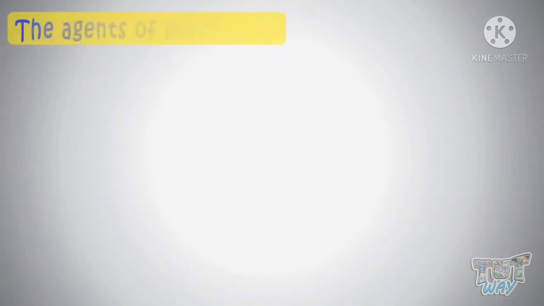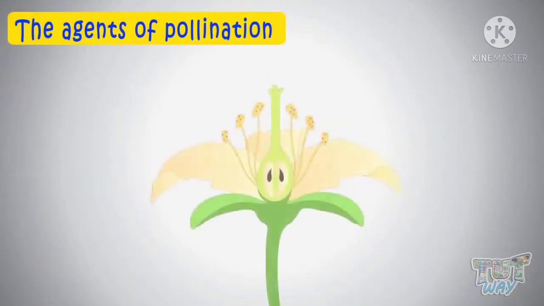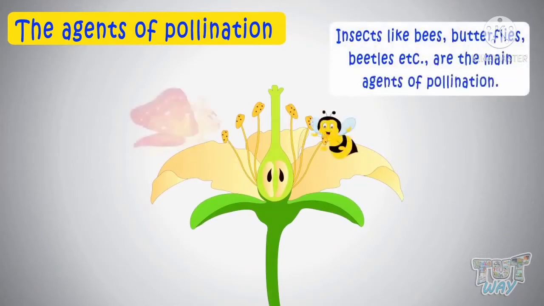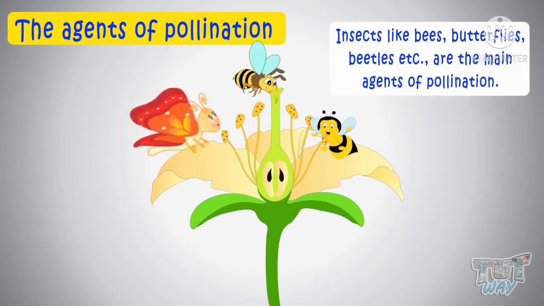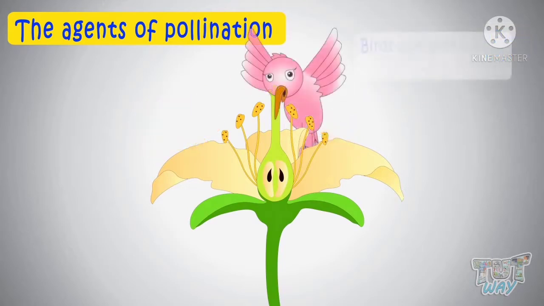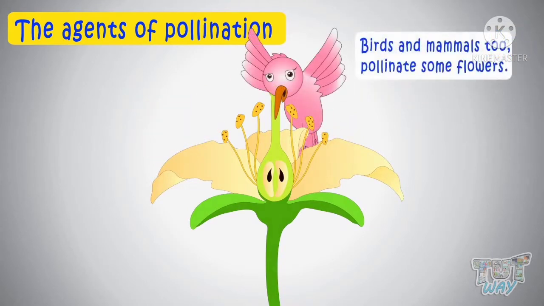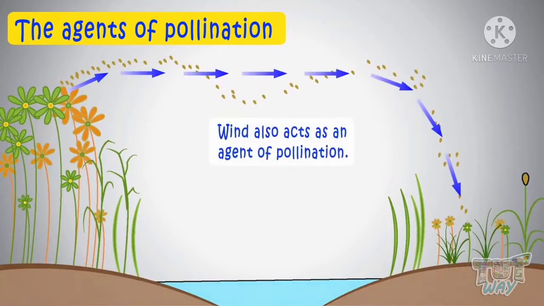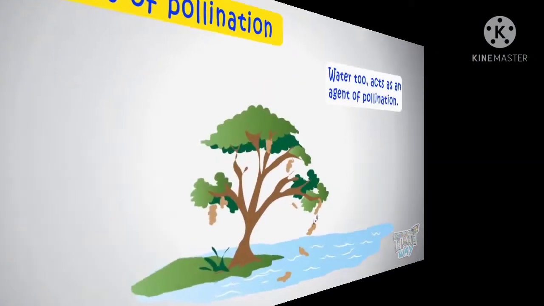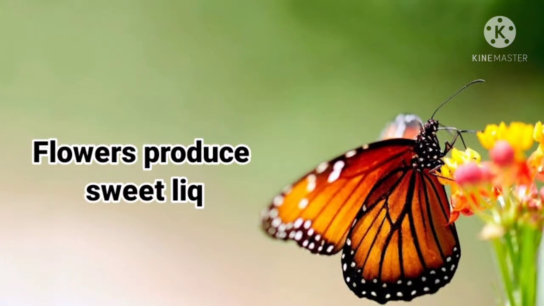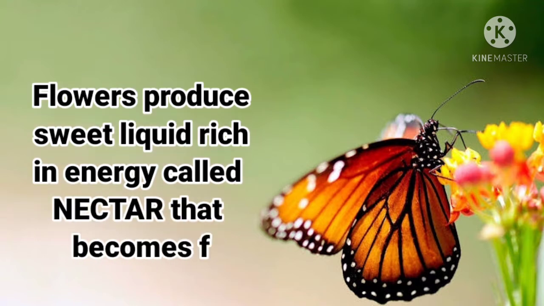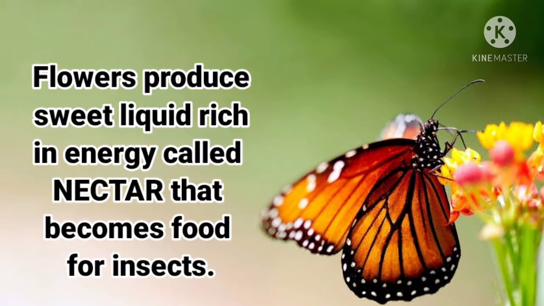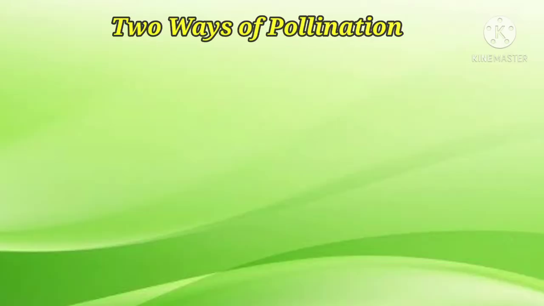Pollen transfer is possible with the help of pollinating agents. The agents of pollination are some insects like bees, butterflies, beetles, birds, and other mammals too. The wind also acts as an agent of pollination, as well as the water. Flowers produce a sweet liquid rich in energy, called the nectar, that becomes food for insects that act as pollinators.